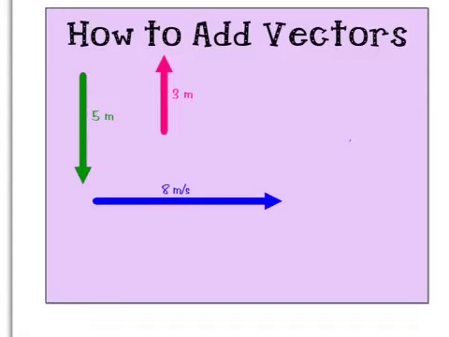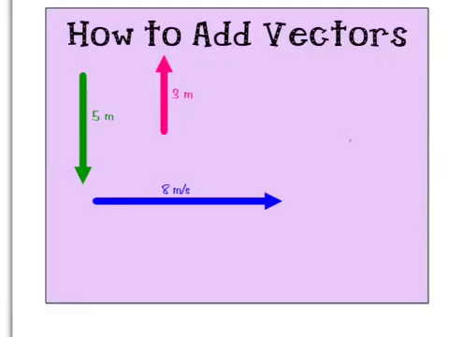In this video, you will learn about adding vectors. First of all, you'll notice I have 3 vectors on the screen here. Would I be able to add the green and the blue vector? If you answered no, you're absolutely correct. I cannot add the green and the blue vector because they have different units. The first important fact is that you must have the same units to be able to add vectors.